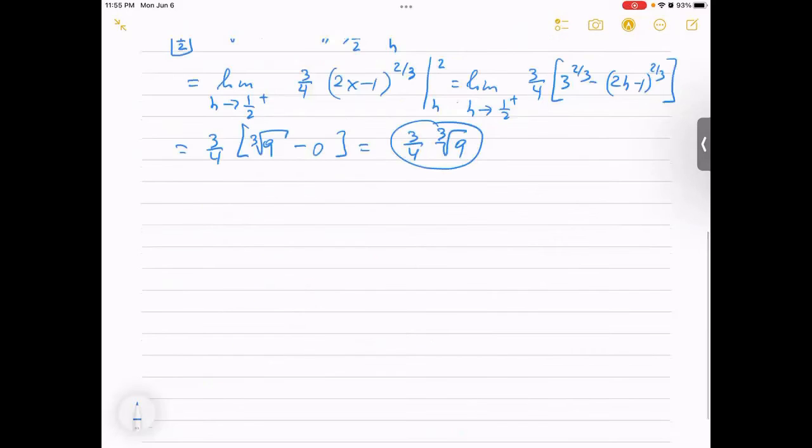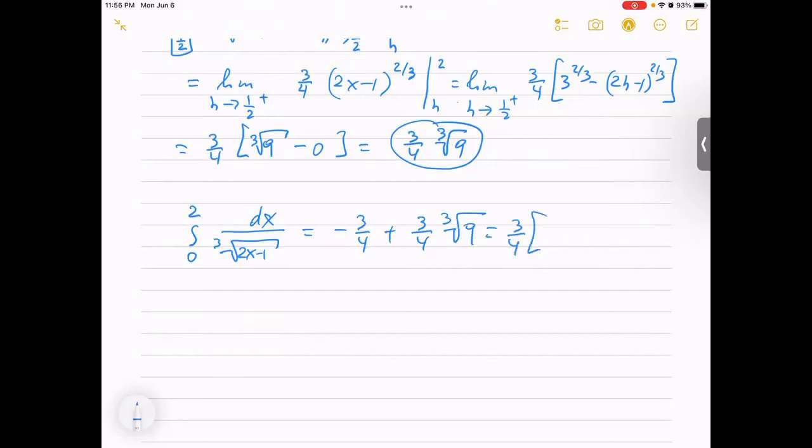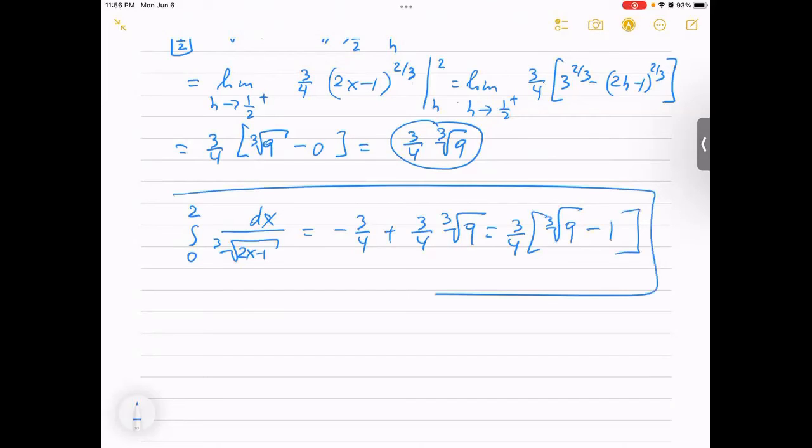So the integral from 0 to 2 of dx divided by the cube root of 2x minus 1 is equal to negative 3/4 plus 3/4 times the cube root of 9. If you like, factor 3/4 out, write down the positive number first, then subtract the negative number. That's the final answer for this problem.